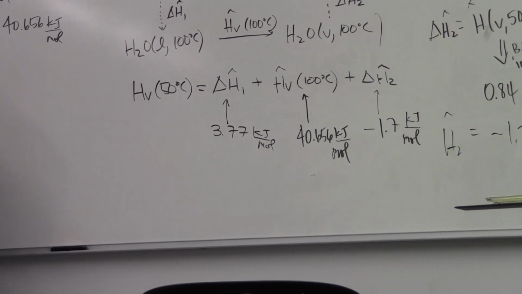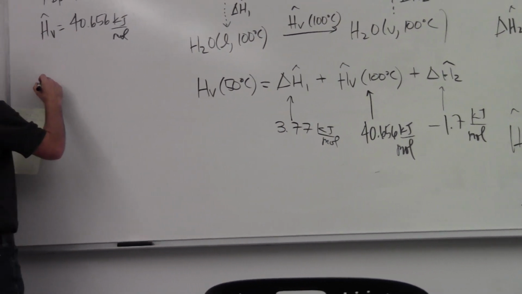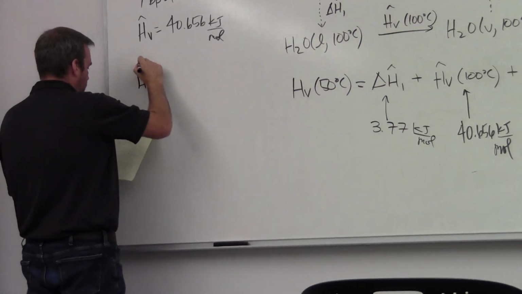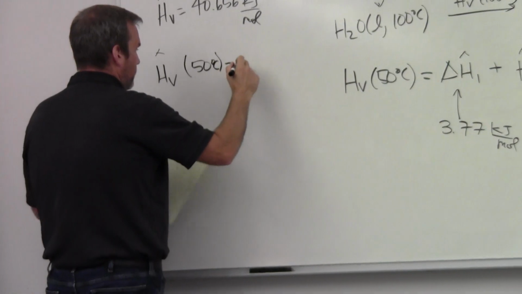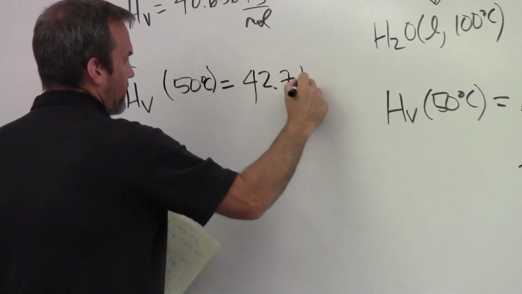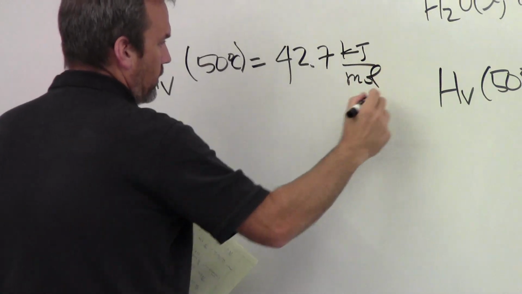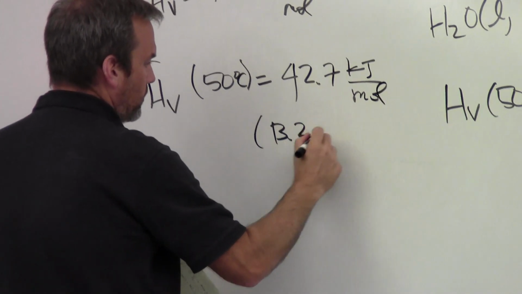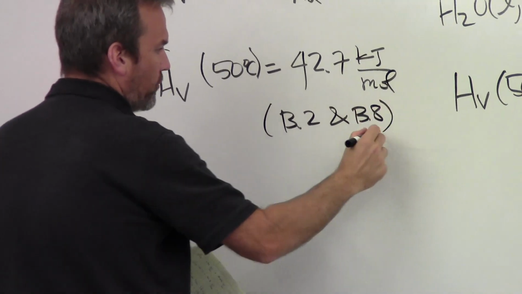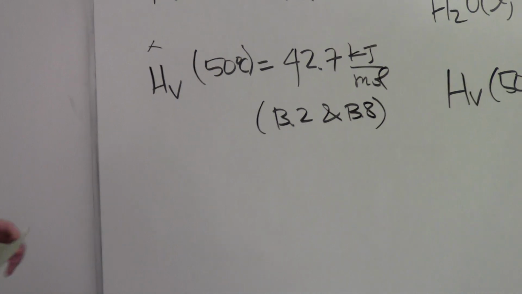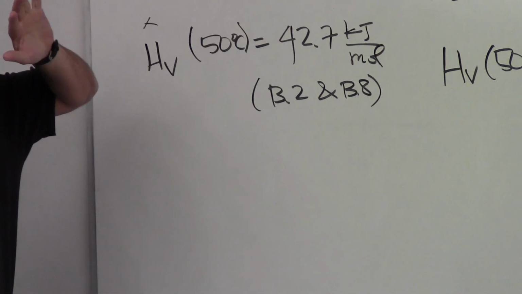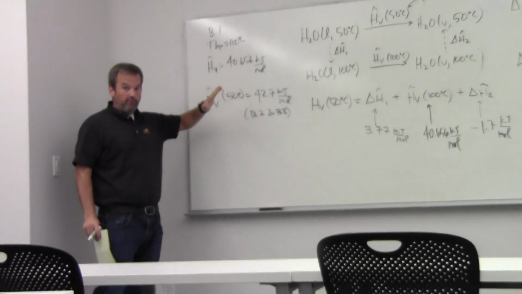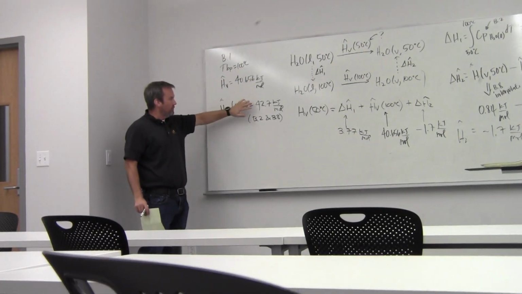I do that math, it comes out to say the heat of vaporization at 50 degrees Celsius equals 42.7 kilojoules per mole. That's using B2 and B8, like the problem statement told us to. All right, so what do you notice here? If you compare that to this value, they're not that far off, but they are off, right? There's about a 5% difference in these two.